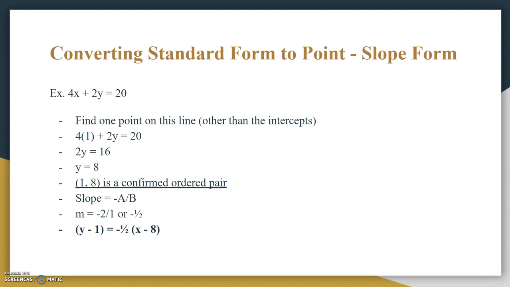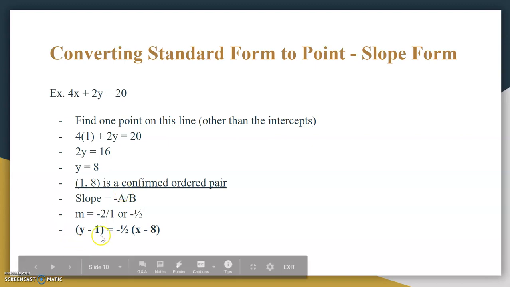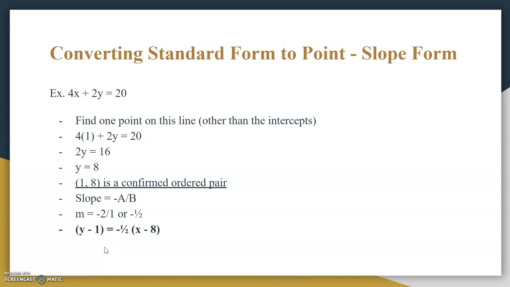Let's find the slope, which is equal to negative a divided by b. That leads us to negative 2 divided by 1, or negative 2. Sorry, that's a mistake. So, y minus 8 is equal to negative 2 times (x minus 1), not negative 1/2. I'm sorry for this mistake. Please pardon that.